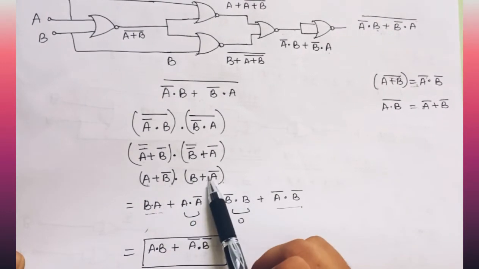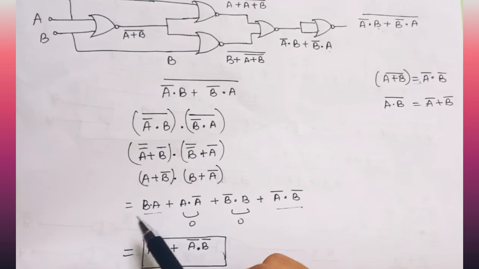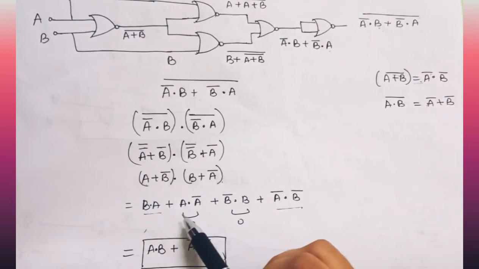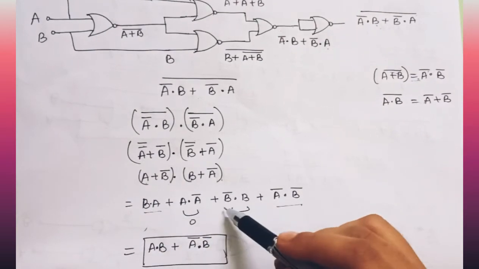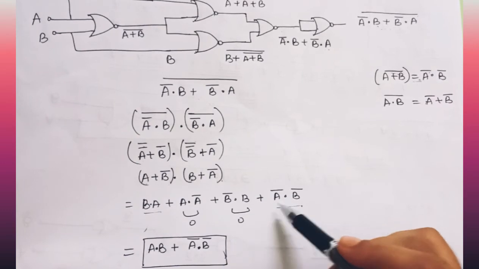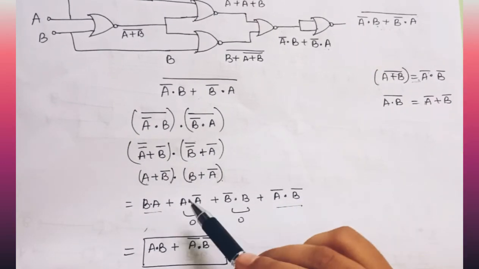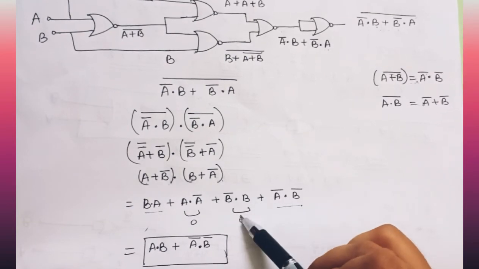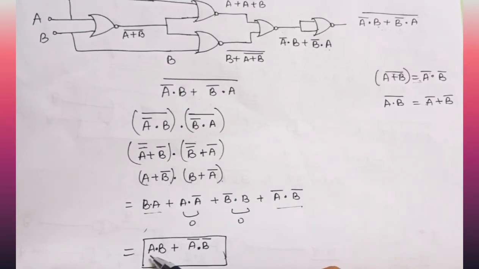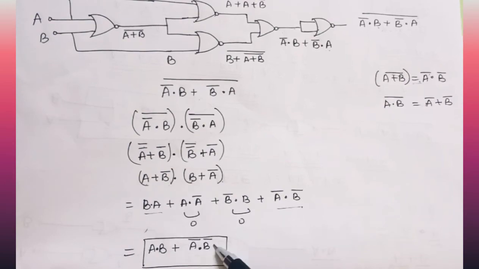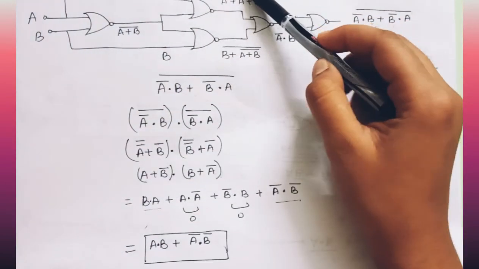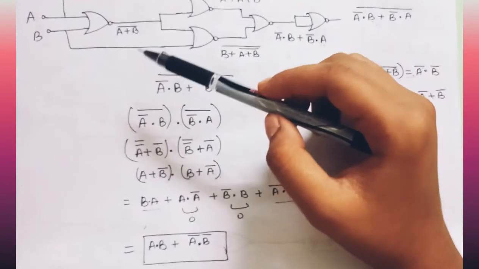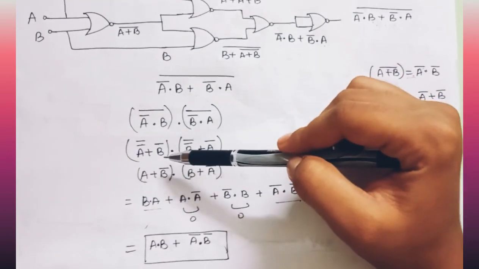Now we have to multiply these both. Hence the output will be B into A plus A into A bar plus B bar into B plus A bar into B bar. So A into A bar will be 0 and B into B bar will be 0. So the output that remains is A into B plus A bar into B bar, which is the output of XNOR gate. Hence, this is proved.